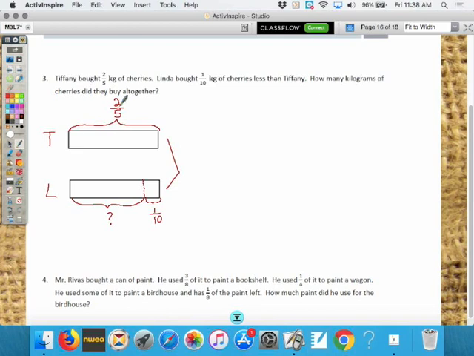I'm trying to figure this out. You're going to subtract it. I'm going to subtract it. So I'm going to do 2/5 minus 1/10. And I'll let you solve this numerically.